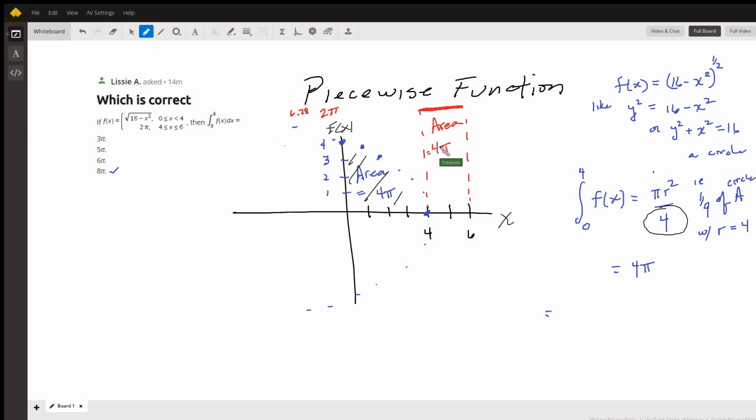So we know the area here is 4 pi. We solve the area over here to be 4 pi also. That's 1/4 of the circle area. Add them up and you get 8 pi.